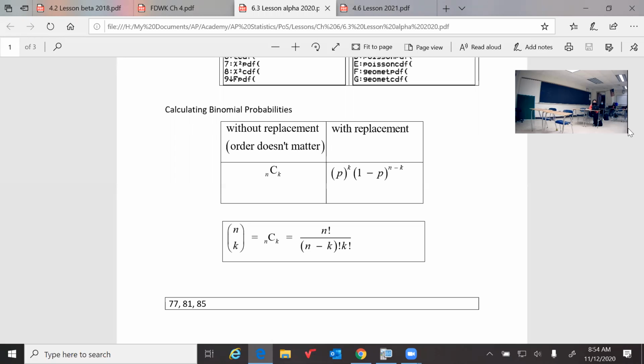So if I want a binomial probability, I have N choose K. Well, this part is without replacement, and this component is with replacement. It's the probability of success, how many successes we want, times the probability of failure, how many times we fail. Okay? Then this itself is just this algorithm.